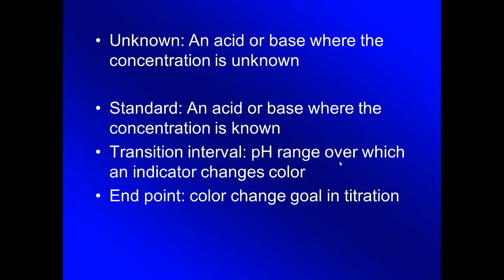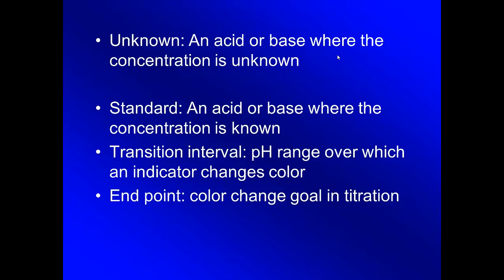The standard solution is the one you do know the concentration of. So if I have two things, I have to know what the concentration of one is. And as long as I know that, I can use that to find the answer to the other one. Okay, the transition interval is going to be a pH range in which an indicator changes colors.